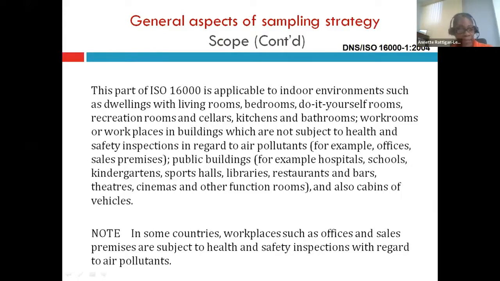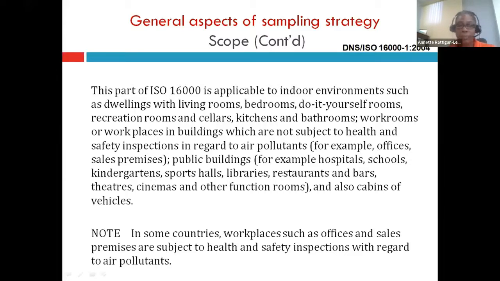strategy is applicable. So when we look at this, it even speaks specifically to the types of building, the spaces within the buildings, and it also makes reference to vehicles as well. We spend a lot of time indoors, whether it's in our offices, or we drive around quite a bit, especially when traffic is heavy, in our vehicles. So these are some of the areas that we can look at when we are considering the sampling strategy that exists under part 1 of the 16,000 series.